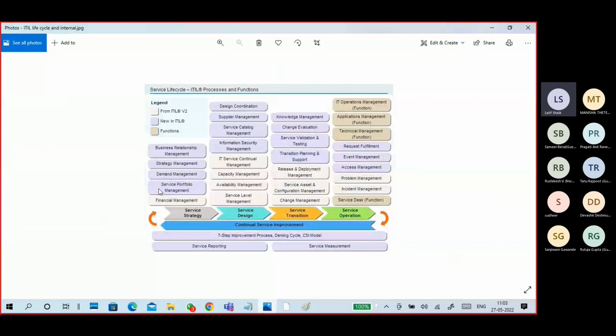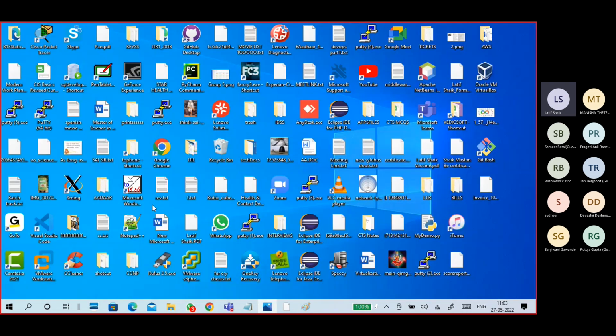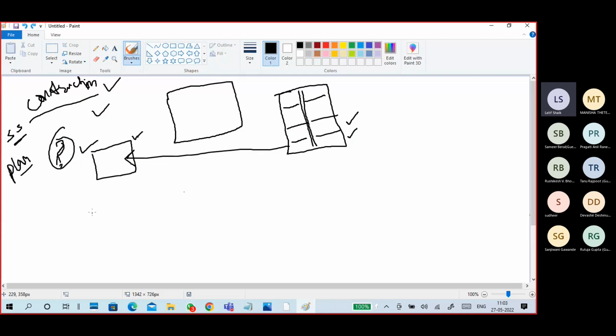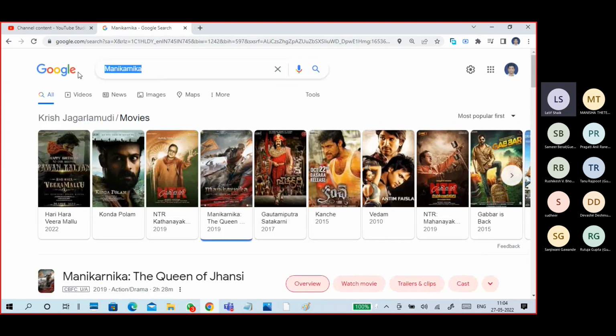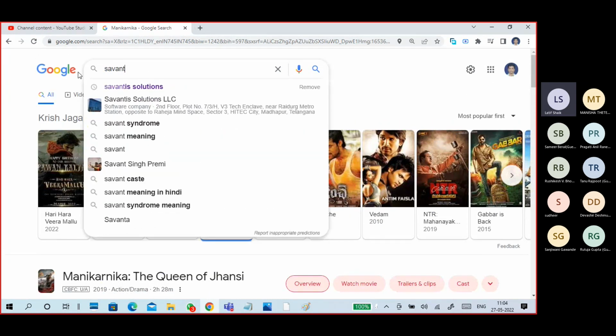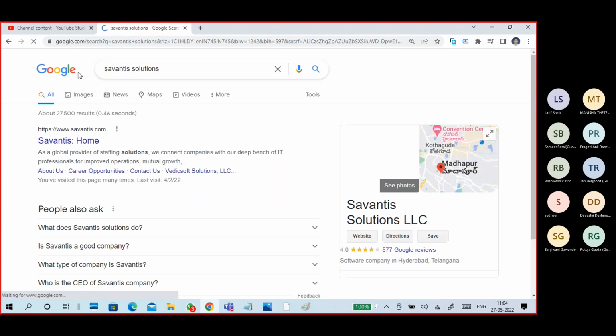Service portfolio management. What is service portfolio management? You are a business, and what are the services you are providing from your organization? For example, you have a Savantis.